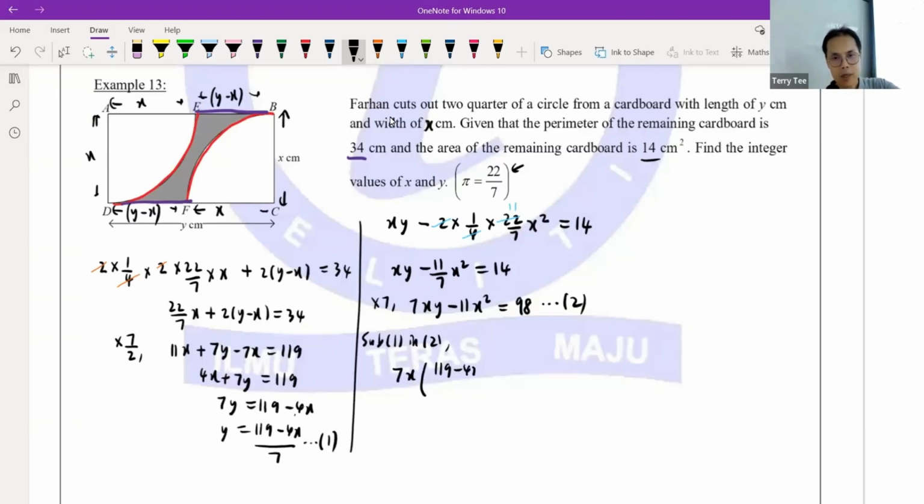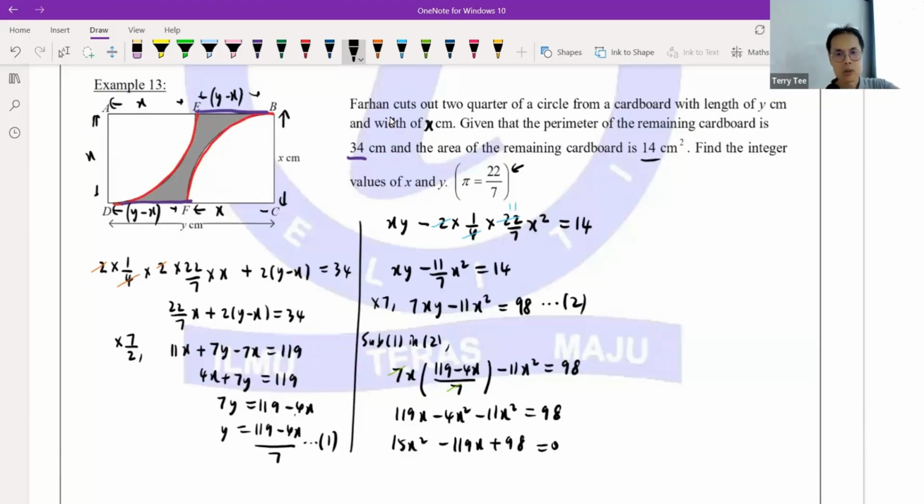119 minus 4x over 7. Then minus 11x squared equals 98. Okay, the good news is I can cancel 7 and 7. As I multiply inside, I got 119x minus 4x squared minus 11x squared equals 98. Now I start to doubt my answer. It looks really big number, right? 119x plus 98 equals 0.